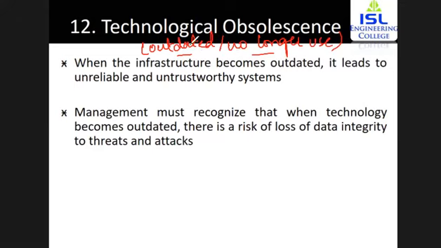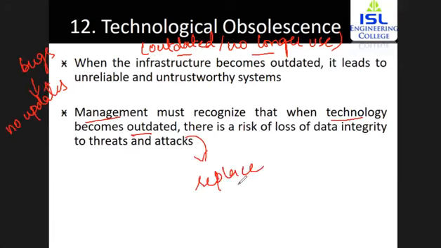Now if you're using an outdated technology or an outdated system, it is going to have different bugs, because with these outdated systems, you're not going to have updates within the software to fix any bugs. So management should recognize the different technologies that are becoming outdated so that they can replace all of these technologies. You do this replacement of technology so that you can avoid the risk of loss of data.